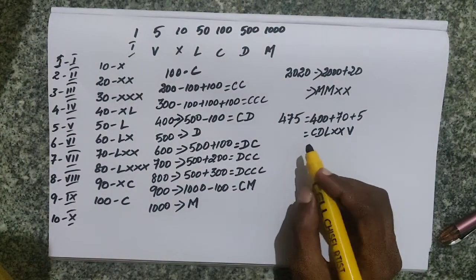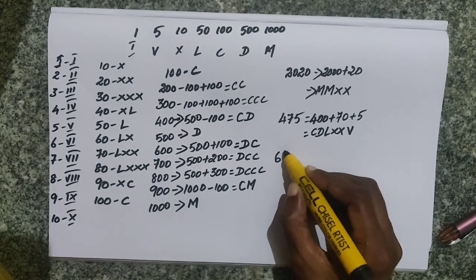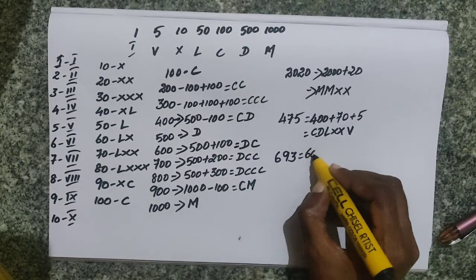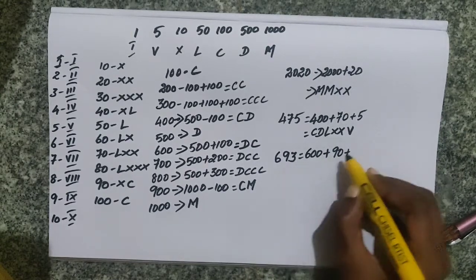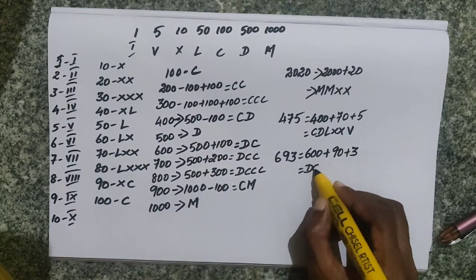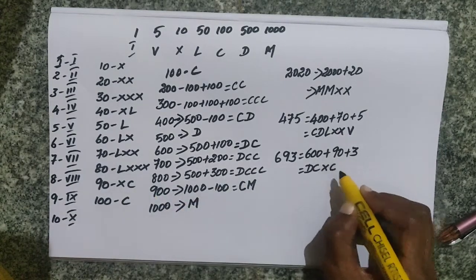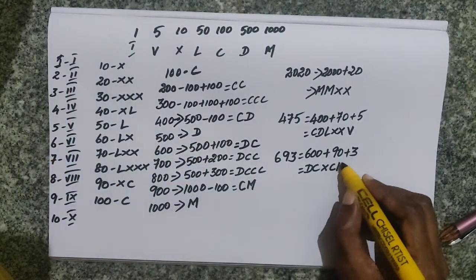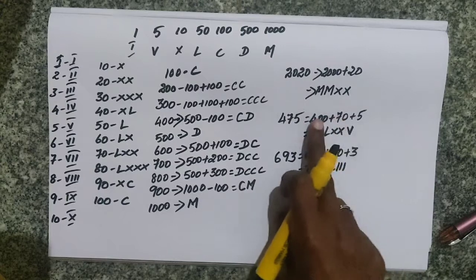Now one more number. Suppose 693. The place value of 6 is 600, of 9 is 90, and of 3 is 3. 600 is written DC. Again 90 is XC. Again 3 is III. So this is 693. This is the way you separate the number by place value.